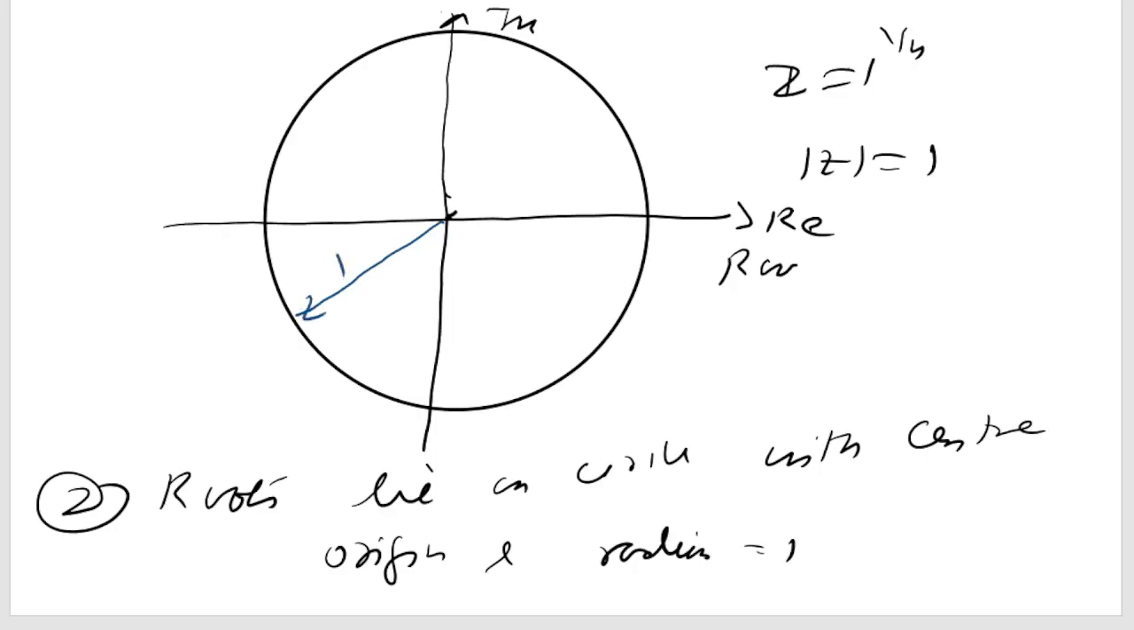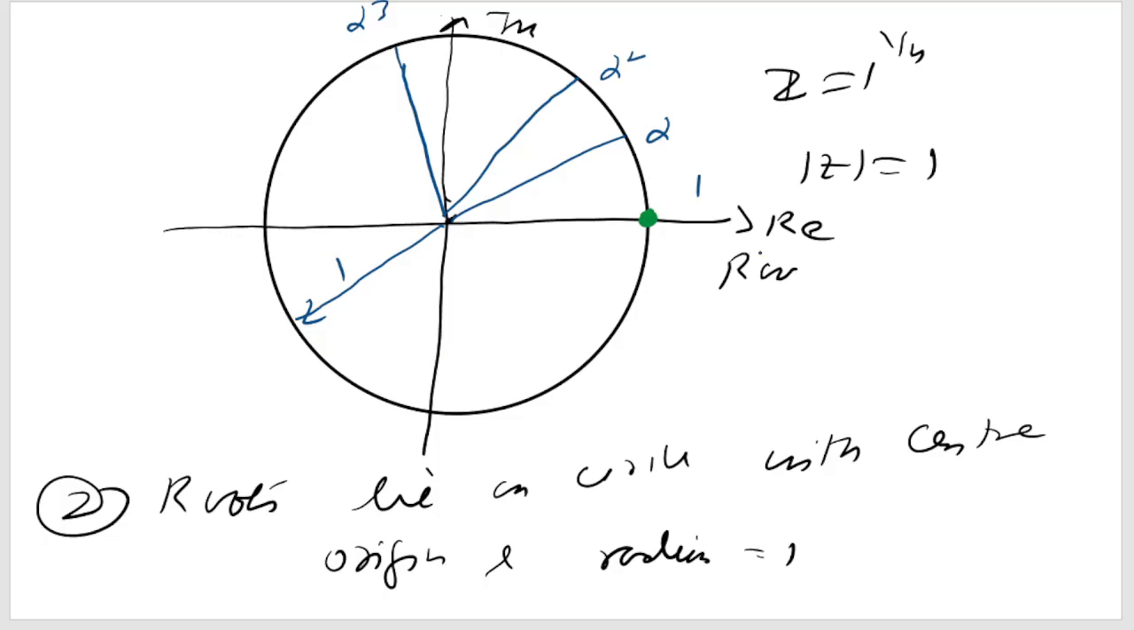So what are the roots? One root is here, and its value is 1. Then the other root will be alpha here, then alpha square, then alpha cube, and so on. Alpha has the value e to the power i 2 pi by n, that is the complex number with argument 2 pi by n. Alpha square has argument 4 pi by n, that is e to the power i 4 pi by n.